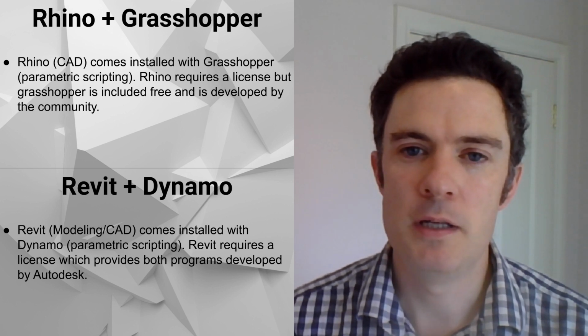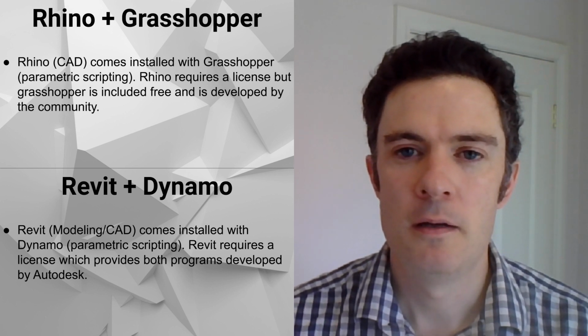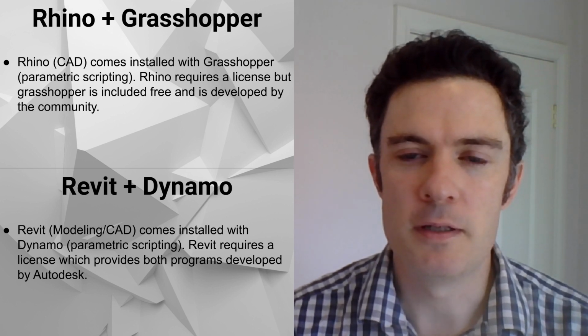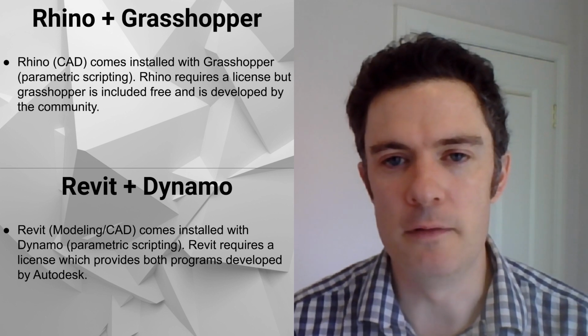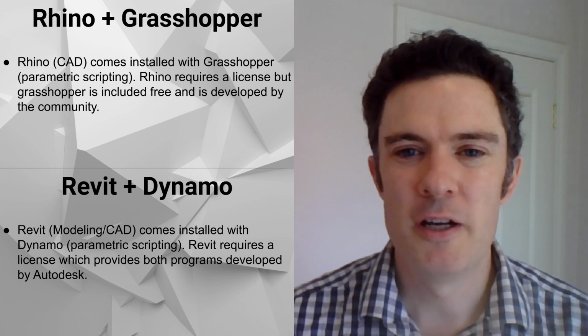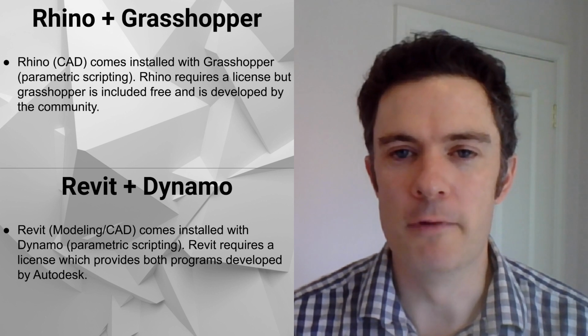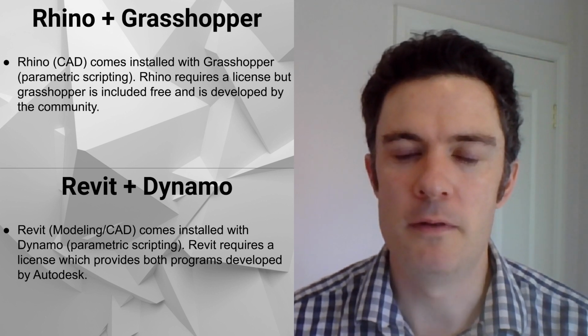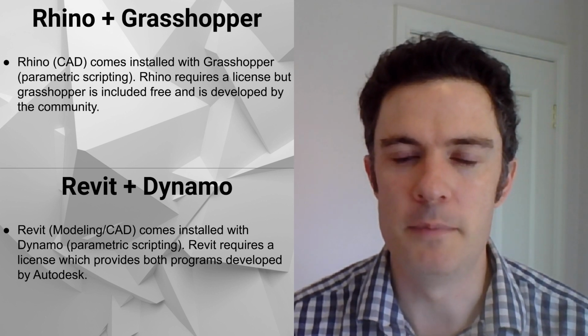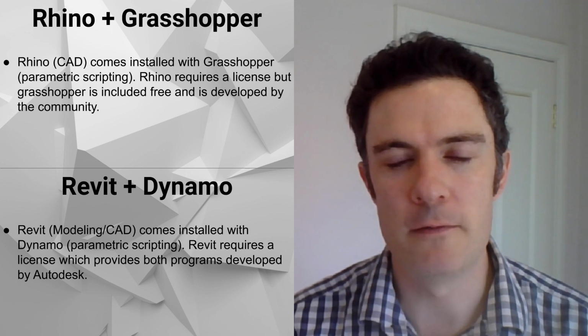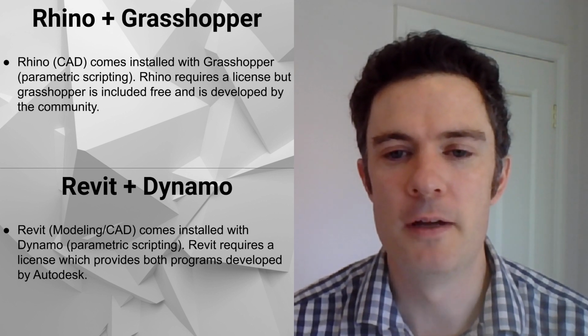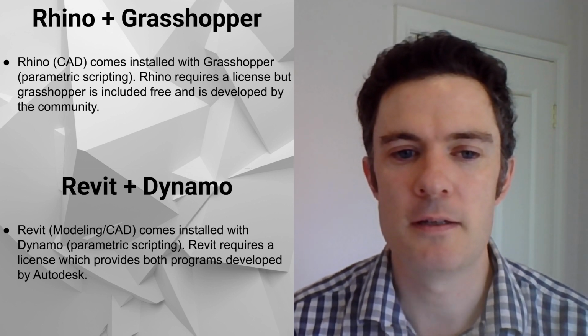Grasshopper comes built into Rhino for free. The Rhino software itself needs a license, although it's not overly expensive. Dynamo comes built in free with Revit. The Revit license is pretty expensive, but at the same time, almost every engineering office will have a license for Revit these days.